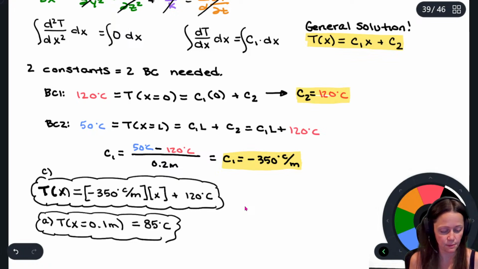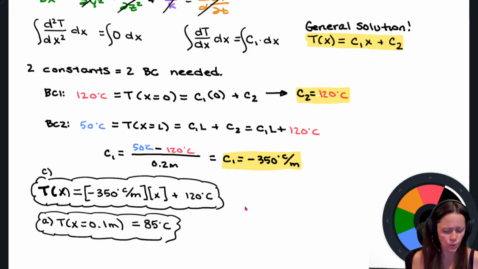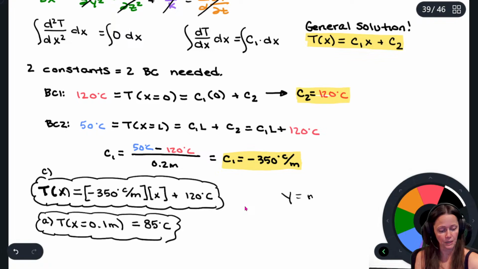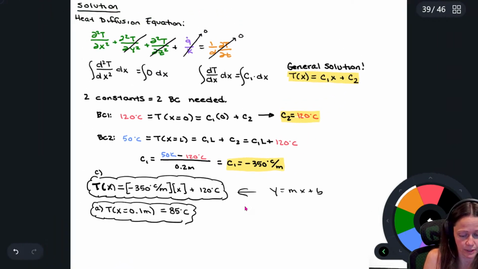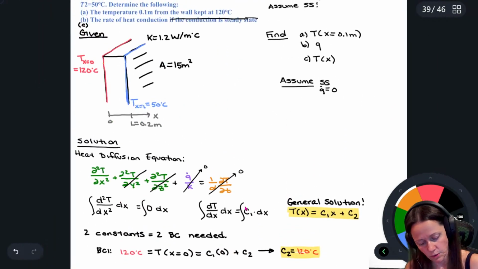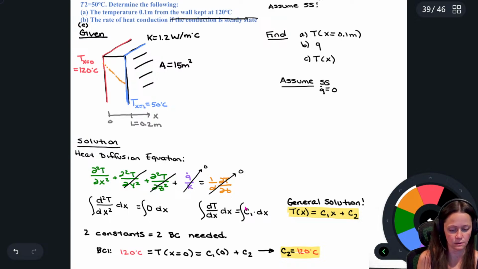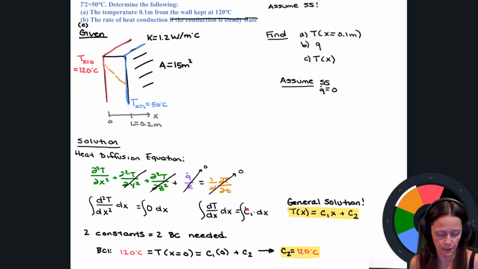This one's really easy because what you'll notice about that temperature distribution is that it's linear, right? That's clearly an equation of a line, y equals mx plus b. So when I look at the temperature distribution, if I wanted to draw it, it's going to look like a line all the way down to x equals L.